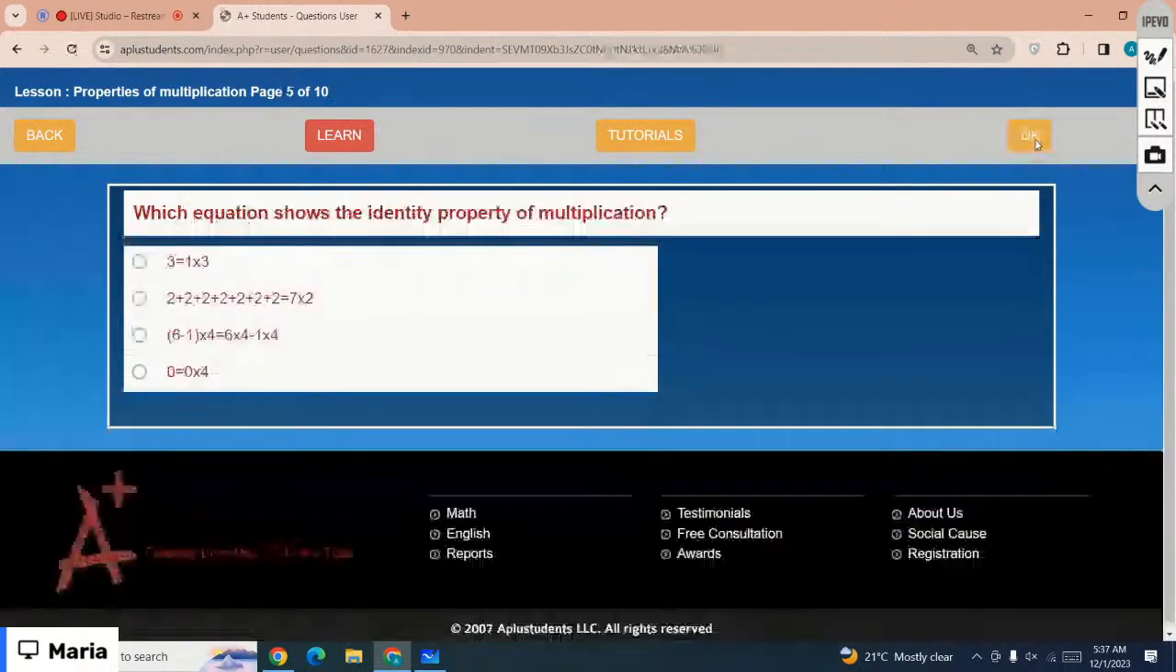Very good. Which equation shows the identity property of multiplication? Which is the correct option? One is the identity, right? Yes, that is option number one. Very good.